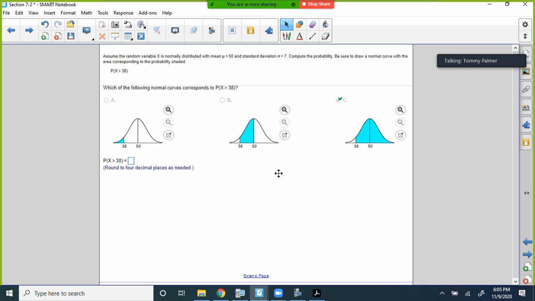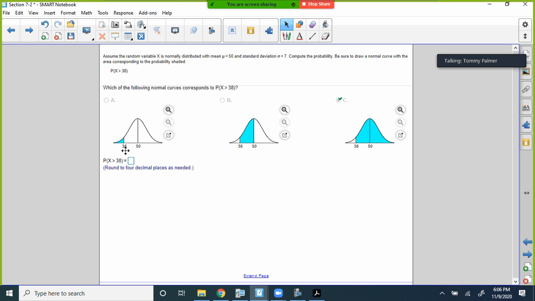All right, assume that random variable x is normally distributed. It's a bell-shaped curve, that's what it tells us, with a mean of 50 and a standard deviation of 7. Well, they gave us the mean and standard deviation. So compute the probability, and be sure to draw a normal curve with the area corresponding to the probability shaded. So probability of x is greater than 38. X is greater than 38.